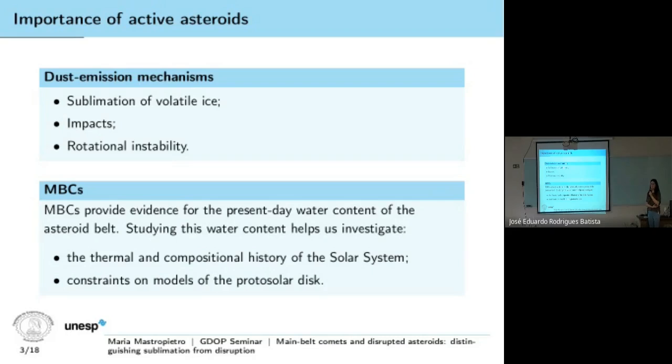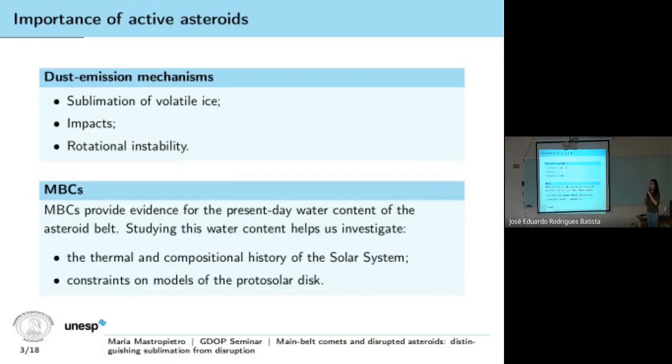When main belt comets were first discovered in 1996, it was surprising to have water ice presence there, because water ice is unstable against sublimation at the surface temperatures of asteroids in the main belt. However, according to numerical simulations, water ice can survive on gigayear timescales under a protective dusty layer. And so the presence of water in these objects can help us study the thermal and compositional history of the solar system, and to place constraints on protosolar disk models.